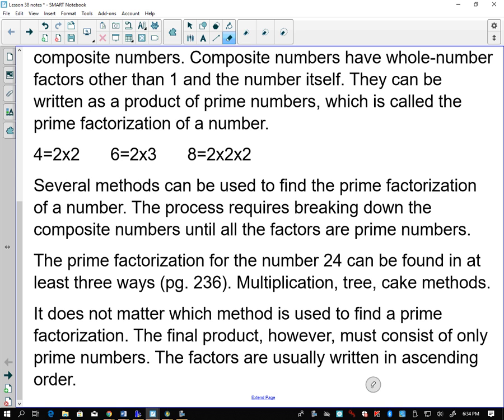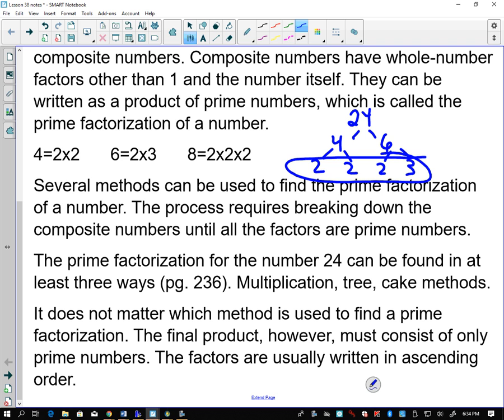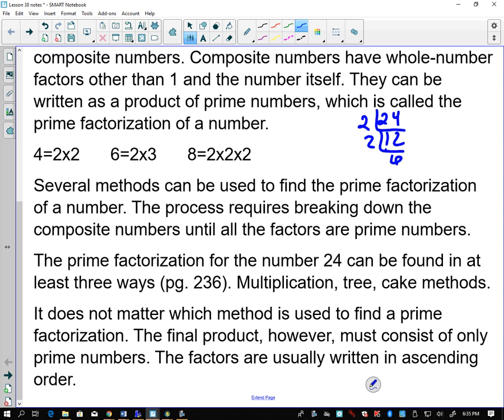Then we can do what you would call the branch method. We'll break it down like this. I think this is maybe what more people are familiar with or grew up with. This is 2 and 12, this is 2 and 6, this is 2 and 3. And those are my prime factors. And then there's finally what I've grown up using, which is what we call the cake method. It looks like an upside down cake tier where you're getting 2 and 12, 2 and 6, 2 and 3, and you're just looking at it like that. Okay, still wind up with 3 2s and a 3.